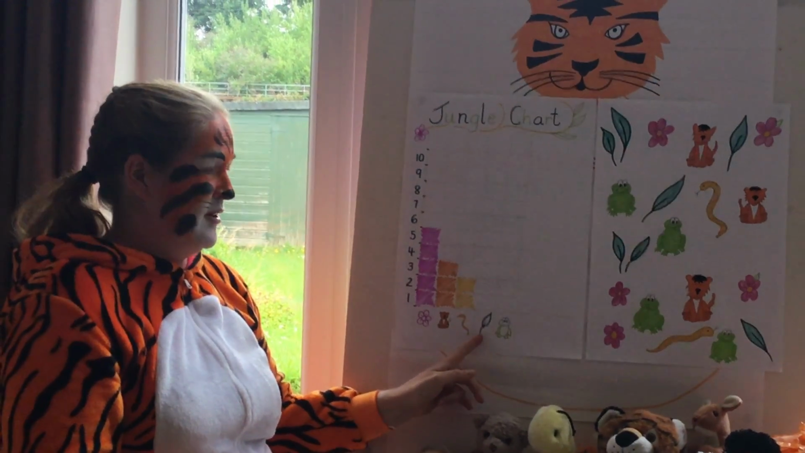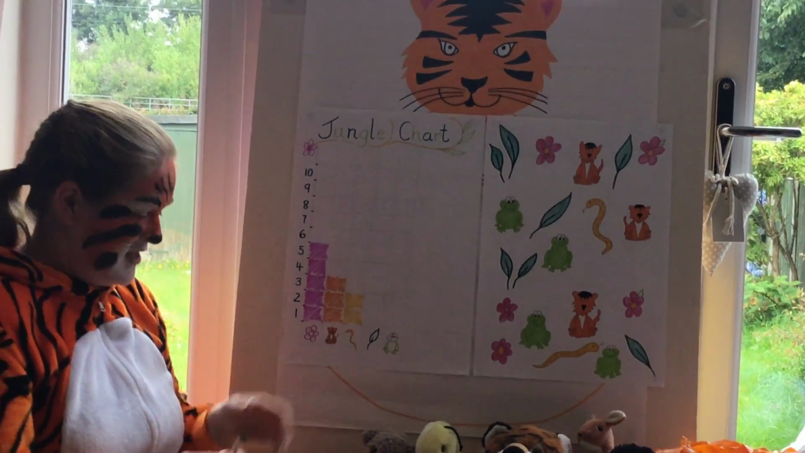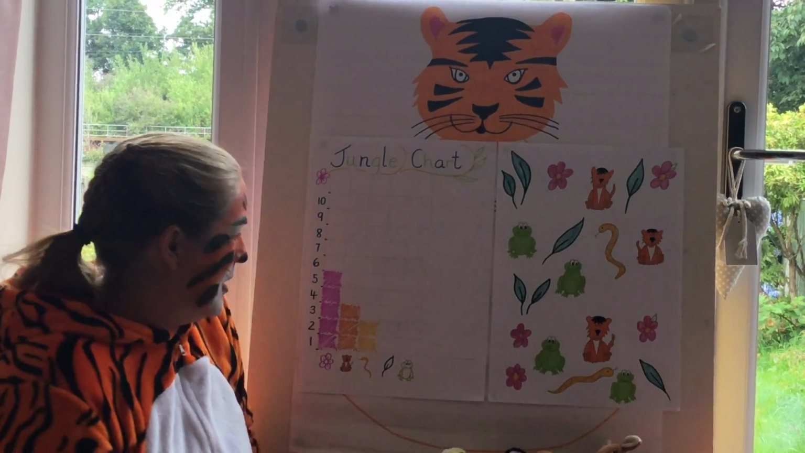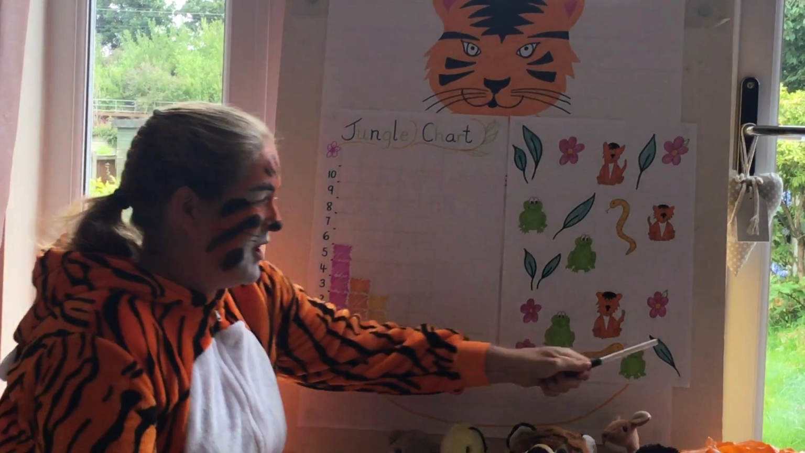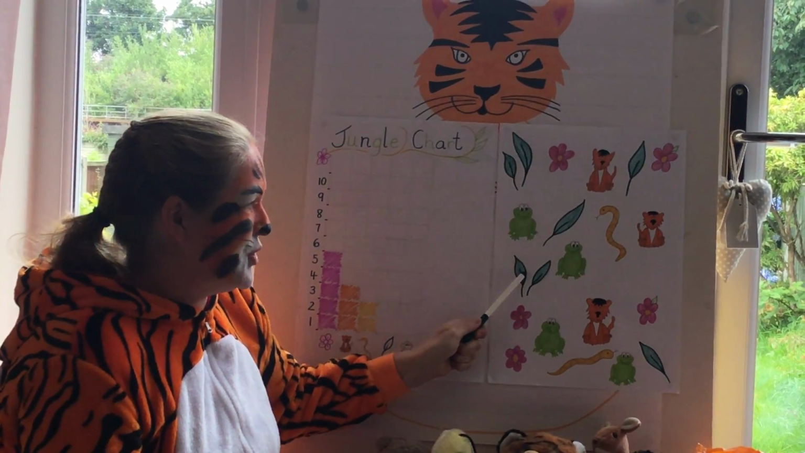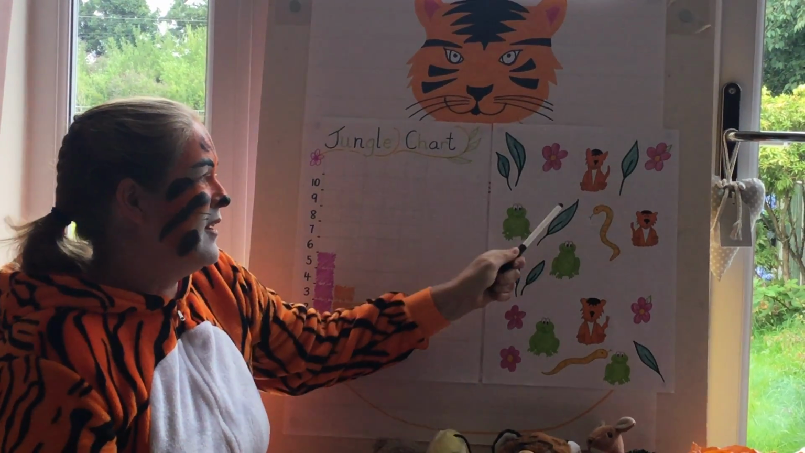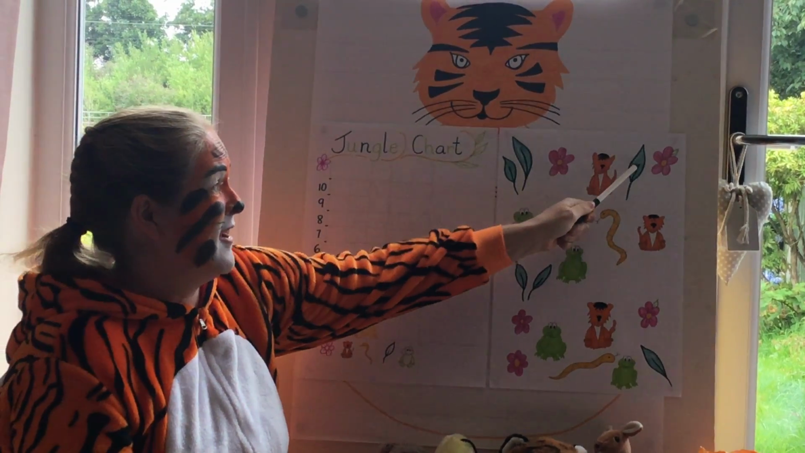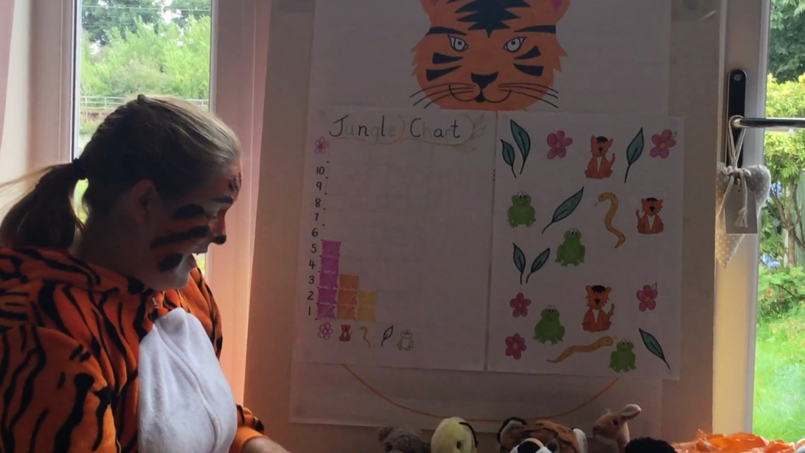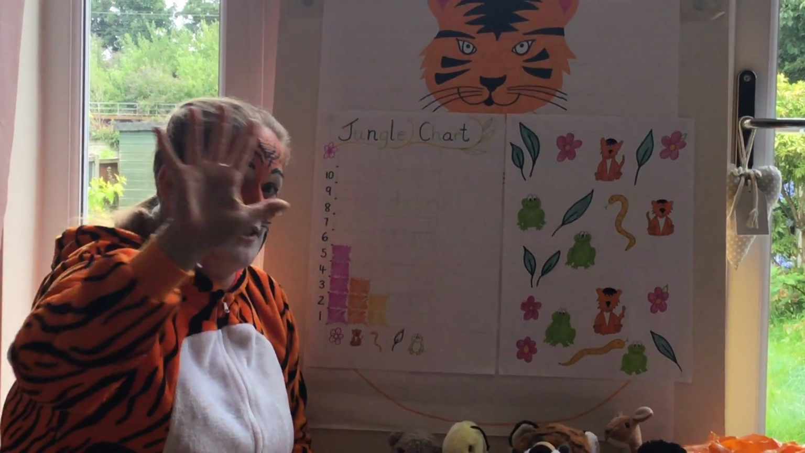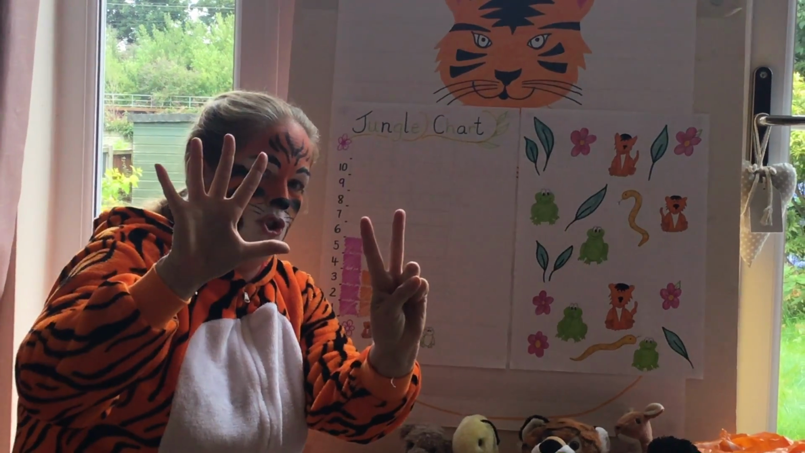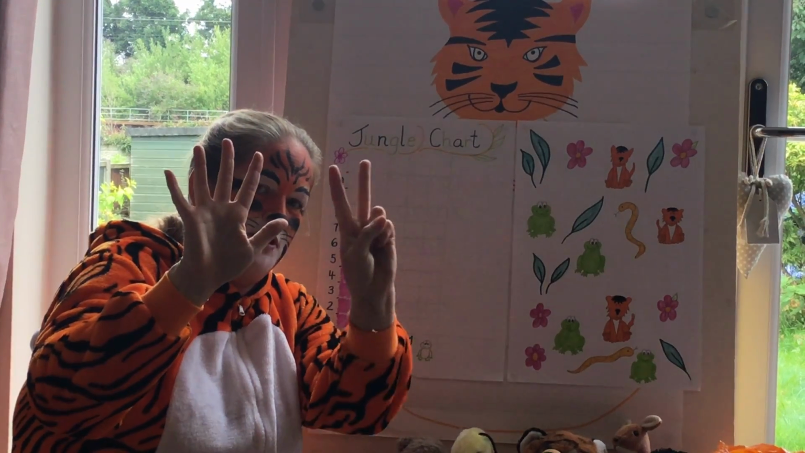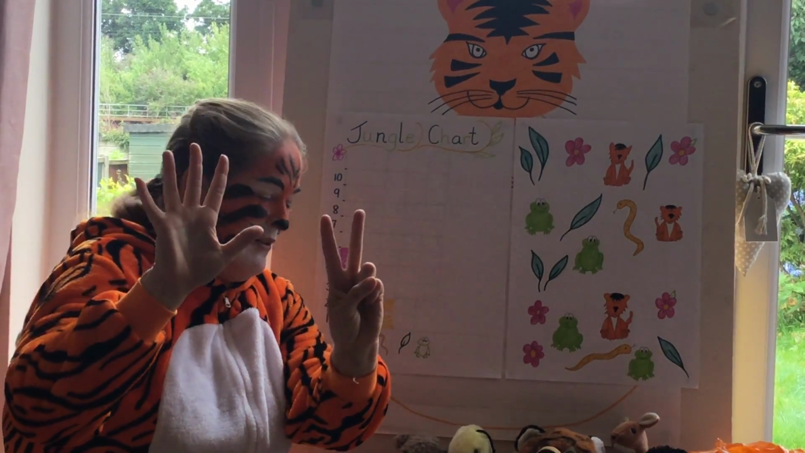The next one are leaves. There's lots of leaves in the jungle. Let's see how many leaves are in our jungle picture. Are you ready to count? 1, 2, 3, 4, 5, 6, going to need 2 hands for this. 5, 2 more, makes 7. Can you do that? 5 and 2 more, makes 7.